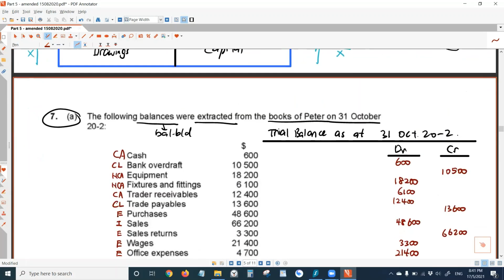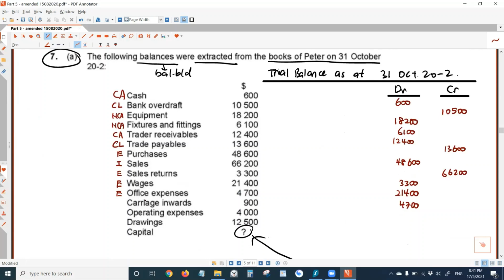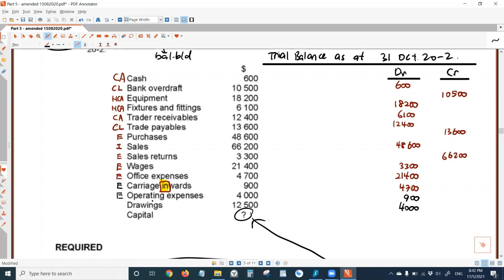Okay, so let's continue. Carriage inward means you pay for the delivery charges for the supplier to send you the goods. How do I know? I look at the prefix here, in. In means into our business. Carriage means delivery. Delivery into our business. So it's an expense. Operating expenses, also an expense, even though we do not know the details of operating expenses here. Drawings is drawing, so it should be here, 12500.